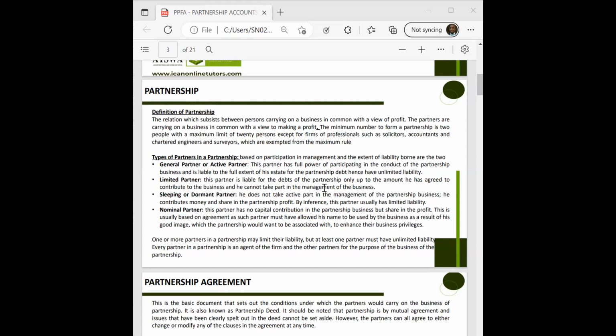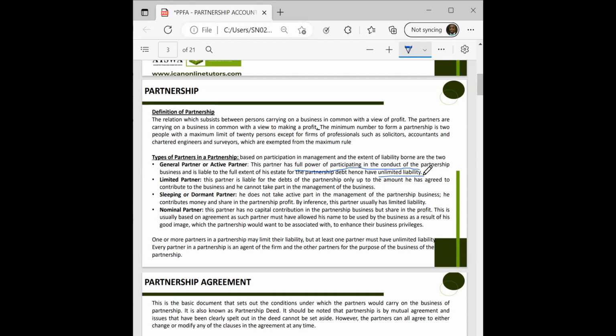Now let's look at the different types that we have. We have the general partner, or what you call the active partner. This partner has full power of participating in the conduct of the partnership business and is liable to the full extent of his estate for the partnership debt, hence has unlimited liability. So when you see something you call active partner, in terms of management, the person has full power in the conduct of the partnership business, and in terms of liability, the person has unlimited liability.